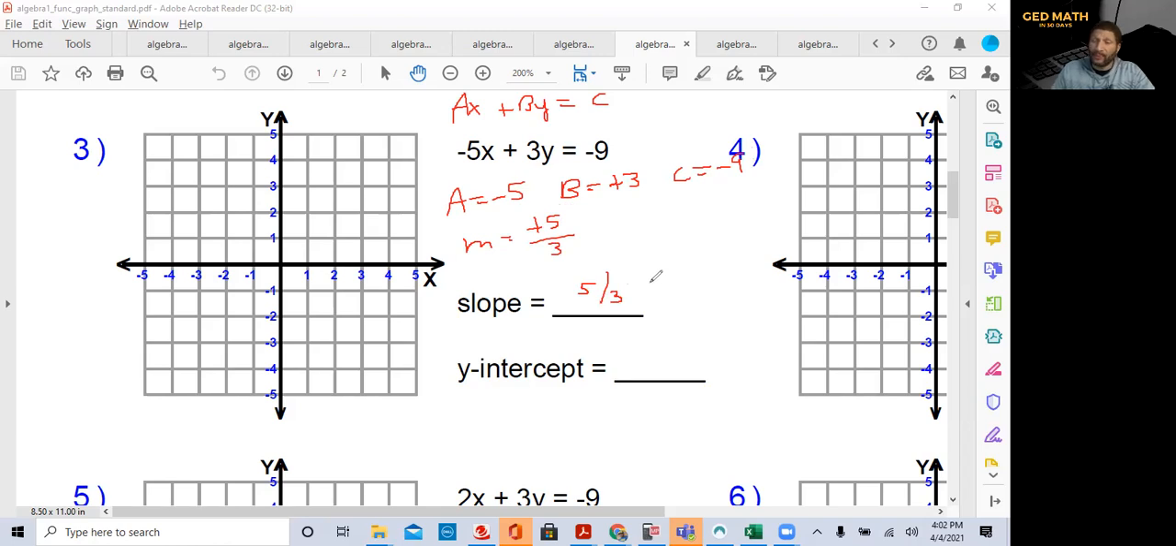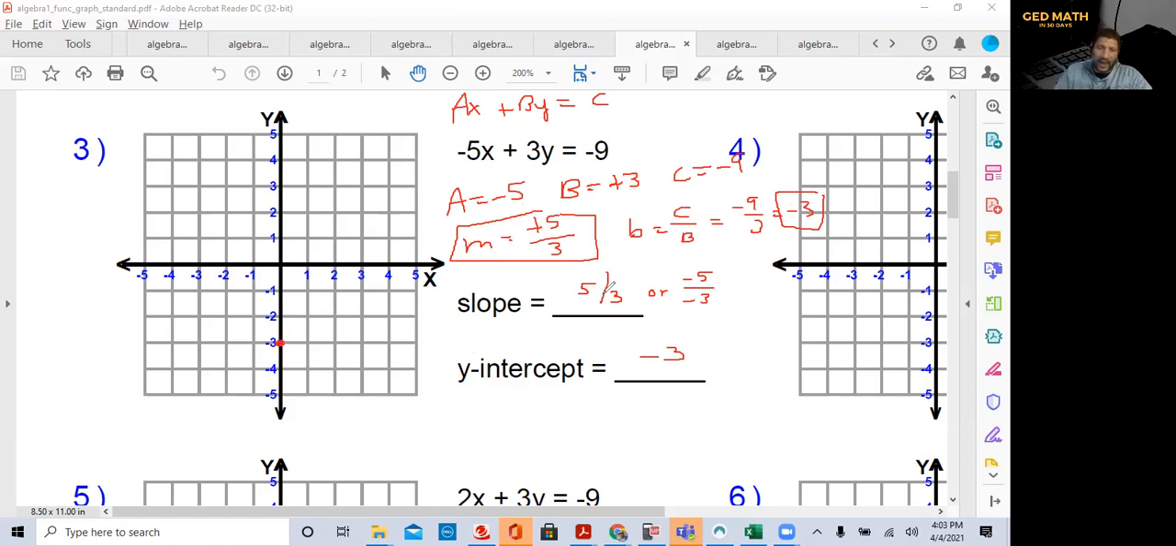Okay, so 5/3 can be 5 over 3, or it could be negative 5 over negative 3, because 2 negatives make a positive, either one, and I'll graph both. My C is negative 9, but my y-intercept is C over B, which is negative 9 over 3, which is negative 3. So my y-intercept is negative 3. My slope is 5/3. When I'm graphing, I want to graph my y-intercept first. So that's negative 3.